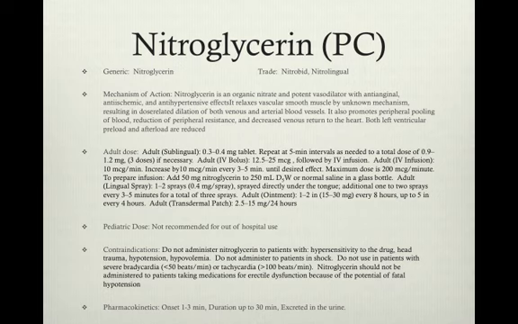The dilation of the vessels around the heart or the coronary arteries would give more blood supply in an acute event. Nitroglycerin, organic nitrate, a potent vasodilator with antianginal, anti-ischemic, and antihypertensive effects, relaxes vascular smooth muscle by an unknown mechanism, resulting in a dose-related dilation of both venous and arterial blood vessels. It also promotes peripheral pooling of blood, reduction of peripheral vascular resistance, and a decrease in venous return.